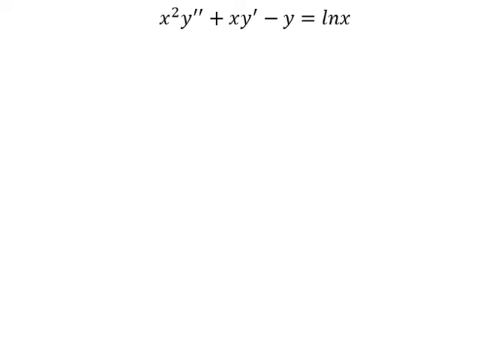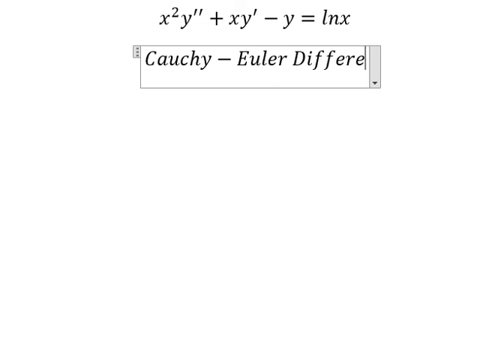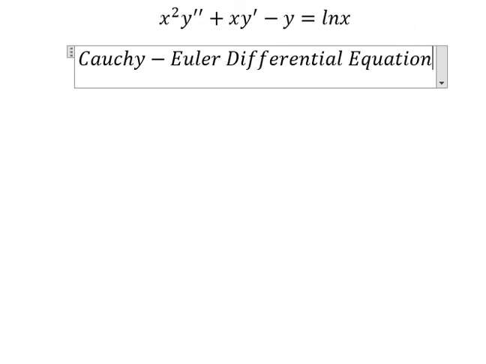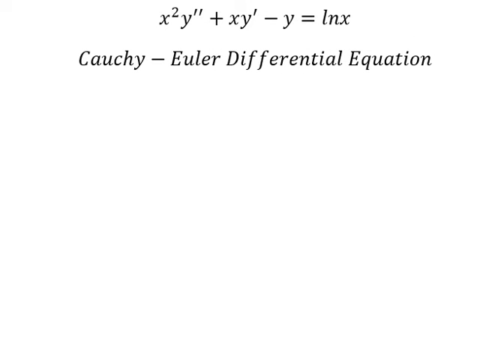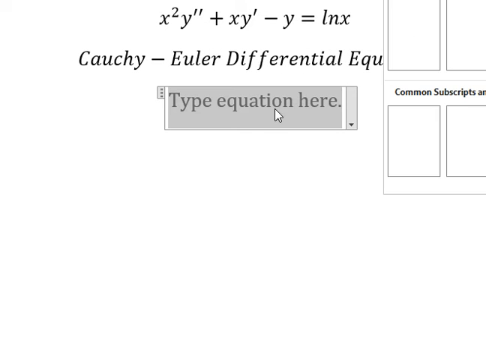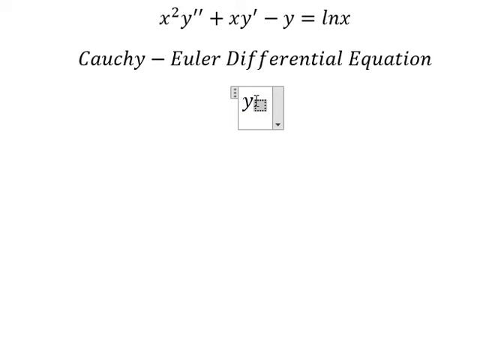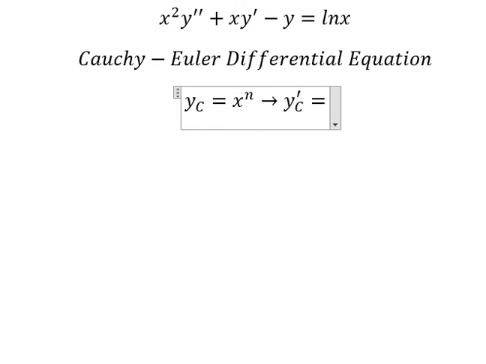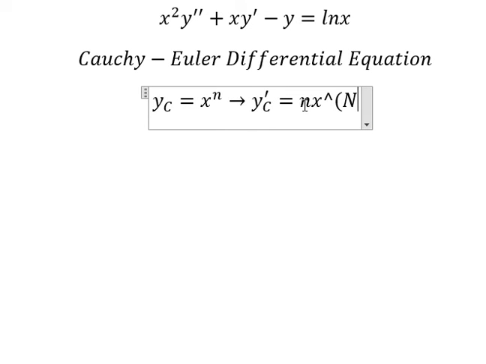We apply the formula of the Cauchy-Euler differential equation. So I will put y_c equals s to the power of n. Later we do first the derivative of this one. So we have n s to the power of n minus 1.